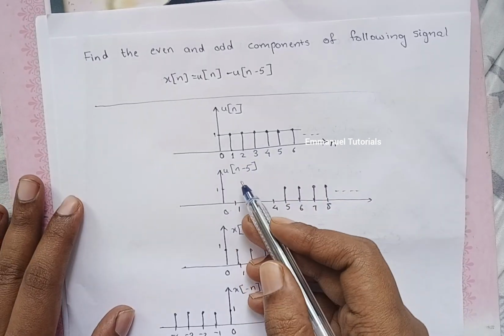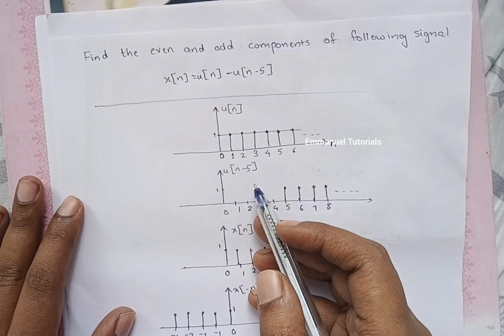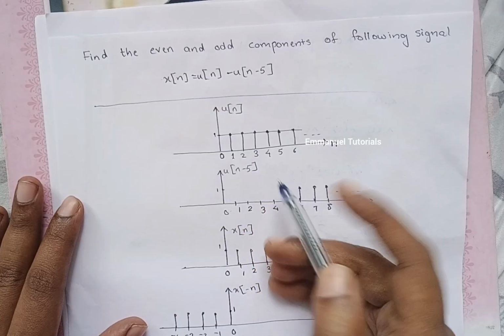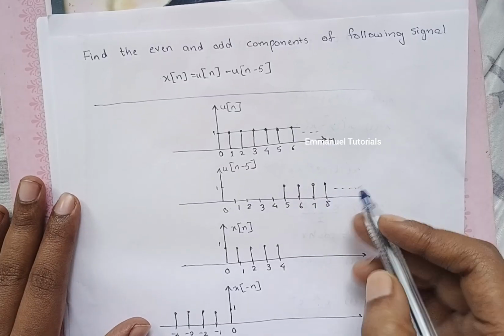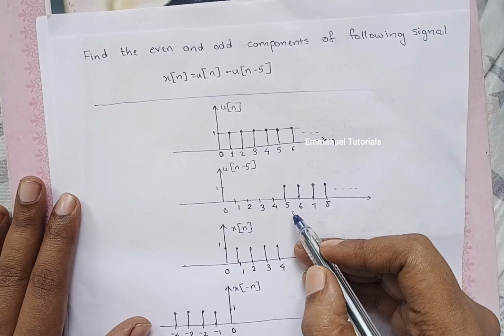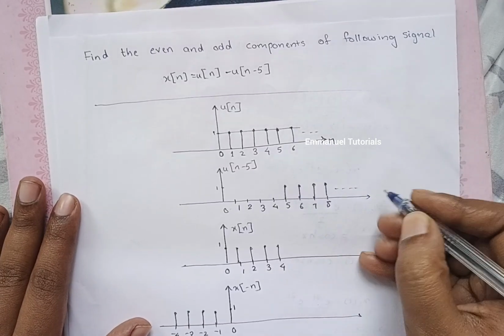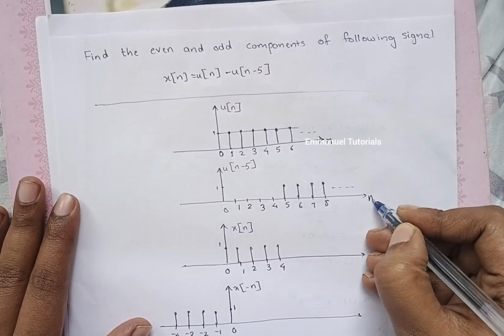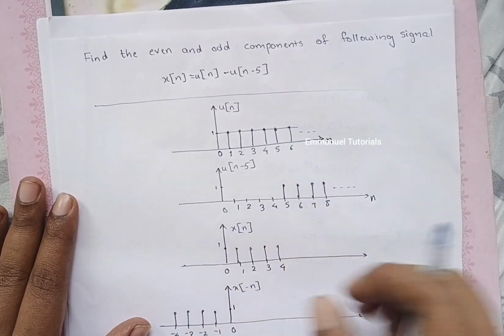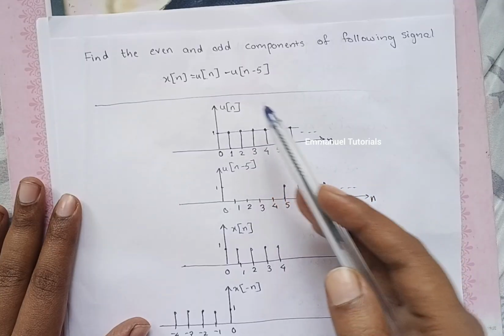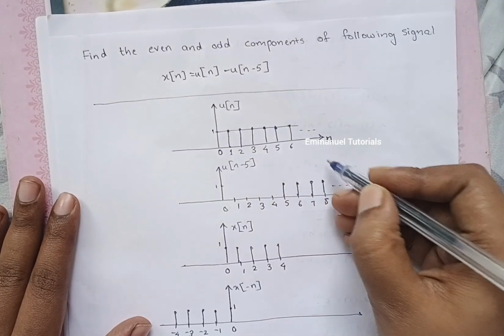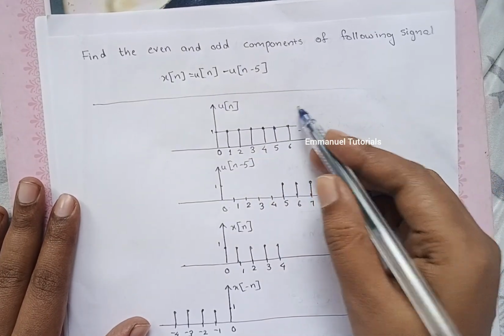Now u of n minus 5 is the delayed version of the same signal. So the same signal shifted by 5 to the right. So you have the signal which starts from 5 and goes up to infinity with amplitude 1. And to get x of n, you have to subtract the second one from the first.